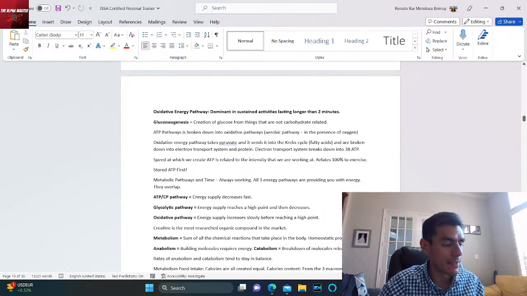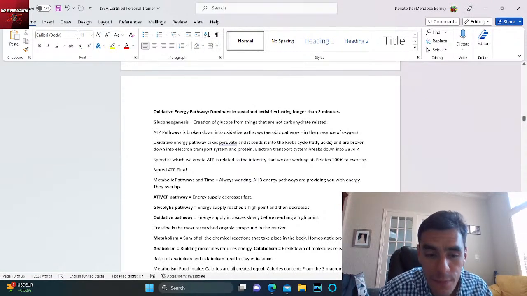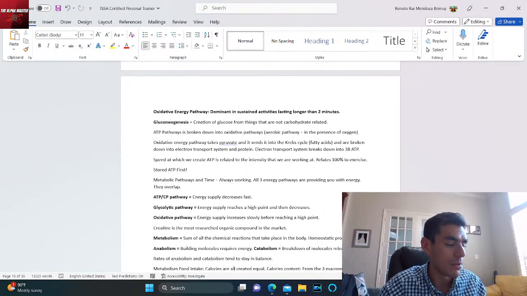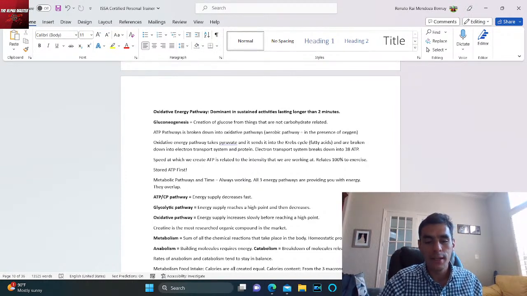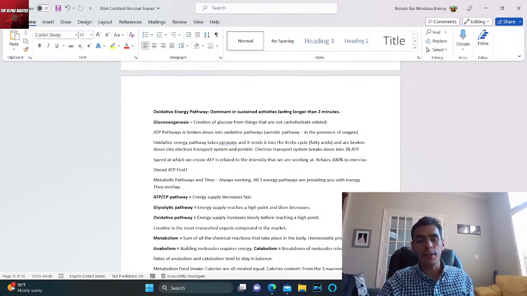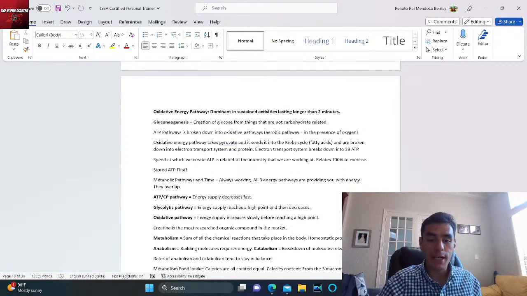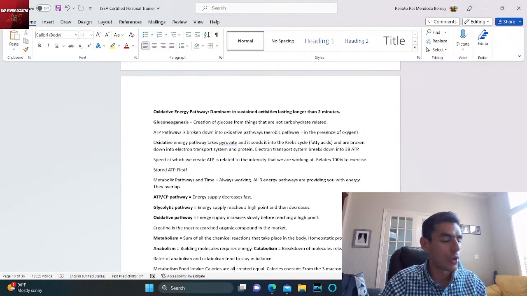Now, metabolism and food intake. Calories are all created equal. The calorie content comes from the three macronutrients.